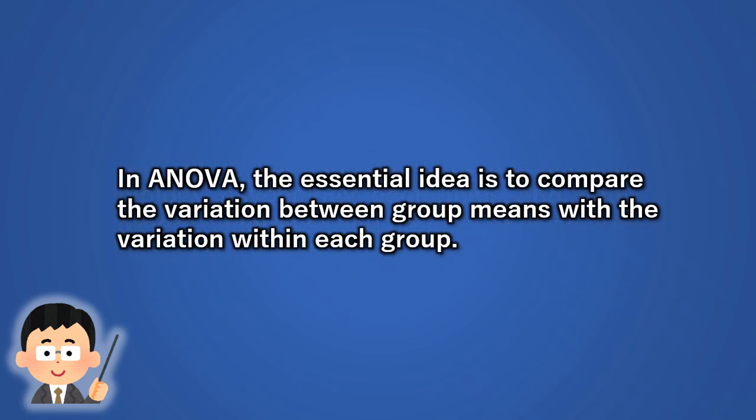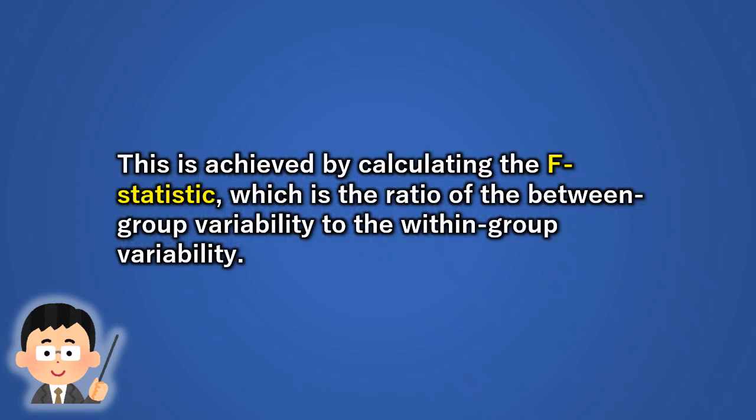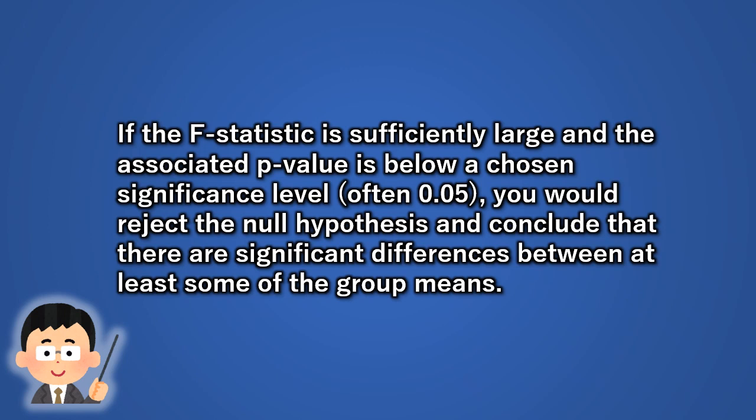In ANOVA, the essential idea is to compare the variation between group means with the variation within each group. This is achieved by calculating the F-statistic, which is the ratio of the between-group variability to the within-group variability. If the F-statistic is sufficiently large and the associated p-value is below a chosen significance level, often 0.05, you would reject the null hypothesis and conclude that there are significant differences between at least some of the group means.